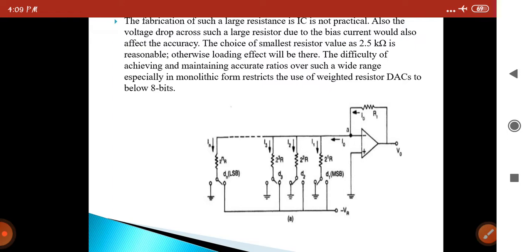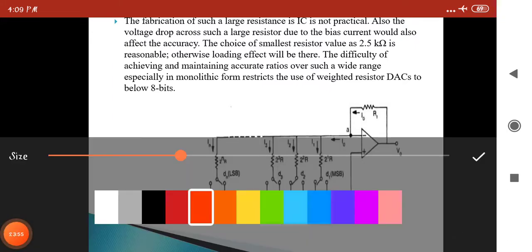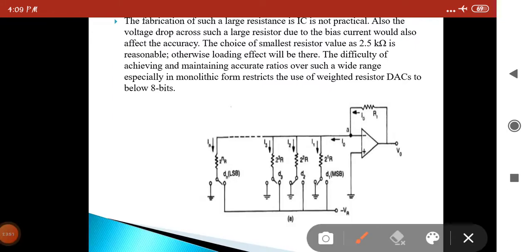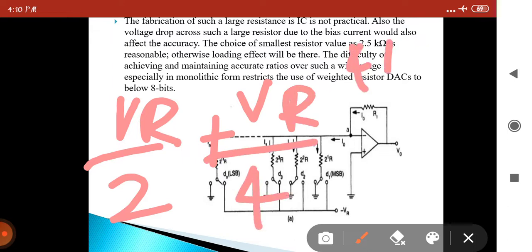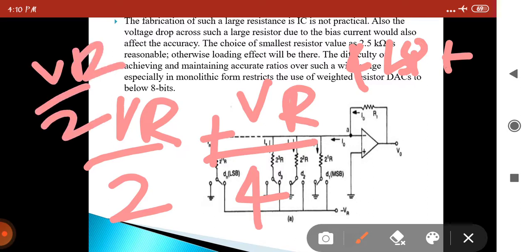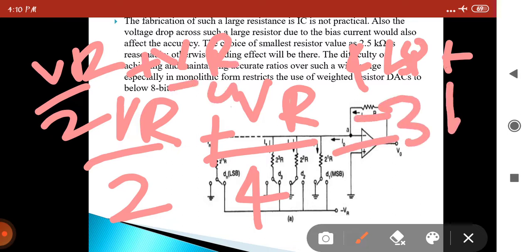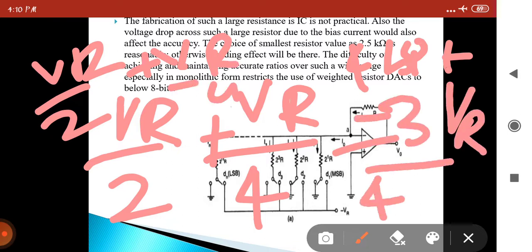We can see that. Otherwise the 4-bit will come. For the 4-bit, what will come? VR divided by 2 plus VR divided by 4. The 2-bit is VR by 2, the 4-bit is VR by 4, and for both it is 3 VR divided by 4.